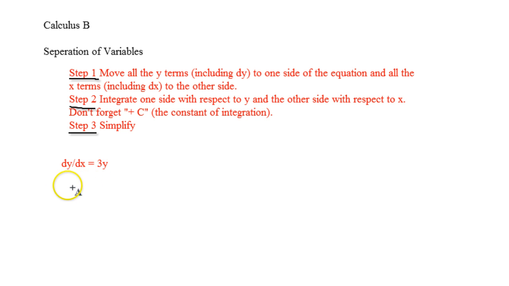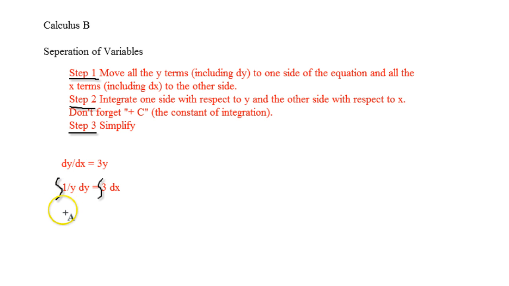So I'm going to divide both sides by y, and I'm going to get 1 over y times dy. I don't ever like to put the y underneath the dy, it's just not my thing. And then I'm going to multiply this by dx. Alright, now that we've done that, we're going to integrate each side.